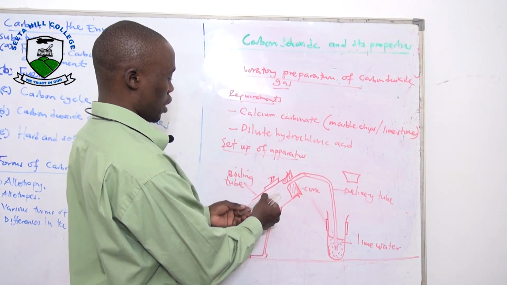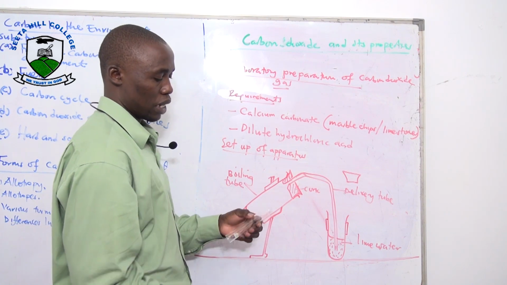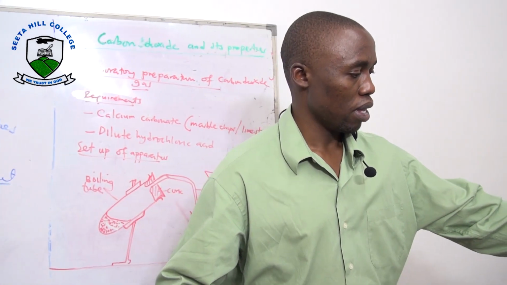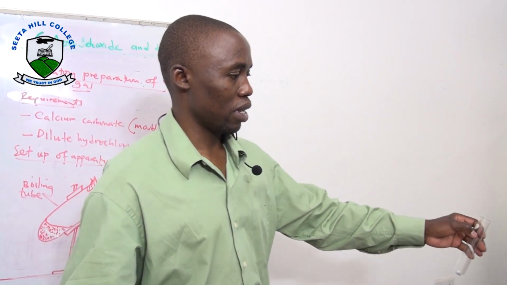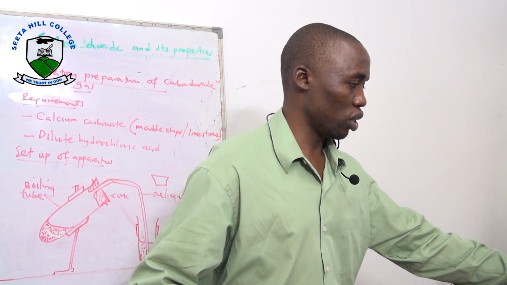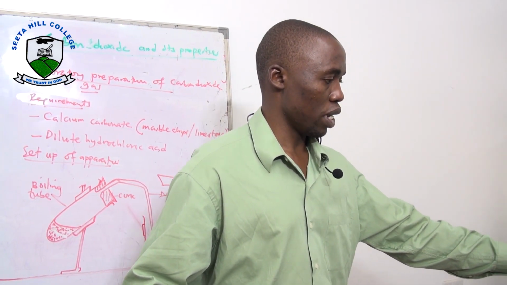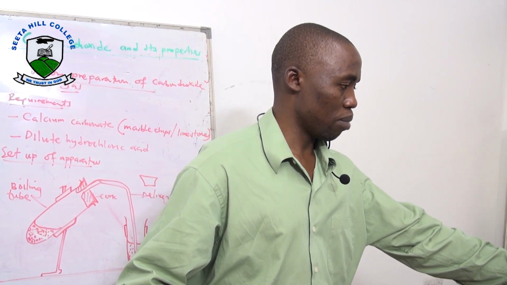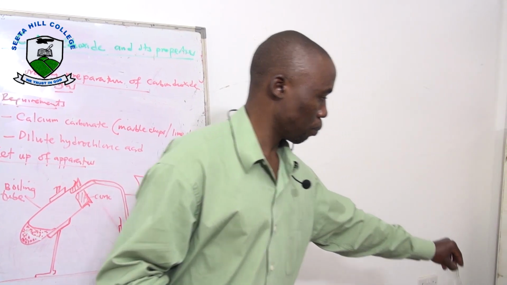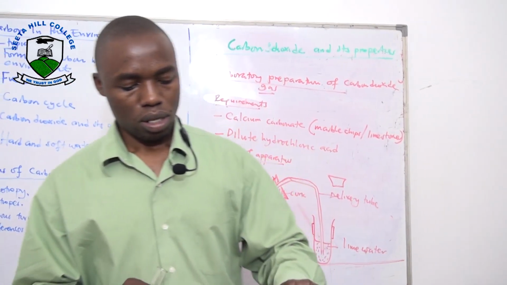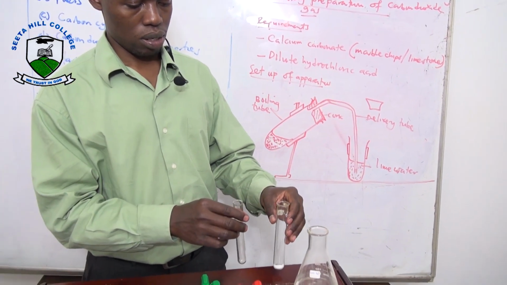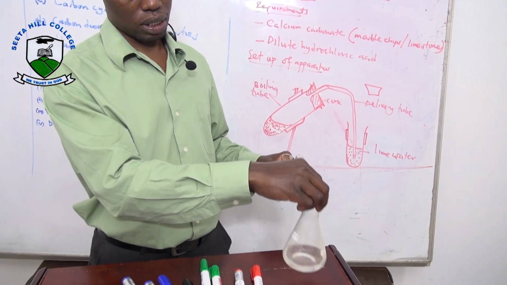That means this boiling tube, we first place in the calcium carbonate powder. Sodium carbonate, yes, or any other carbonate that is suitable. Then this is the lime water.